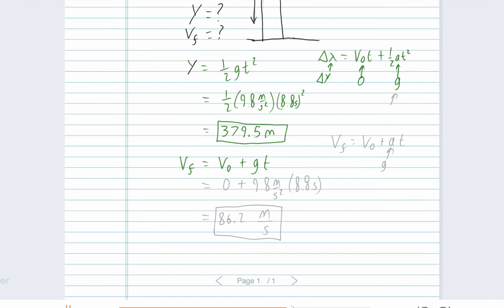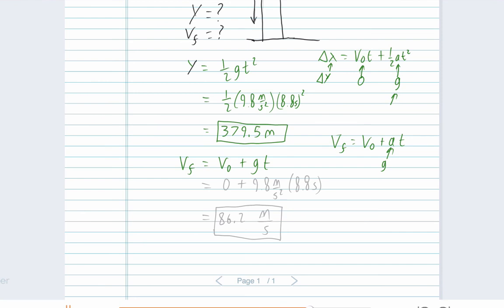Again, same principle as before. G just replaces a in the regular equation, v final equals v naught plus at. We just replace that with g because we know it's a free fall, and the acceleration is always the same.